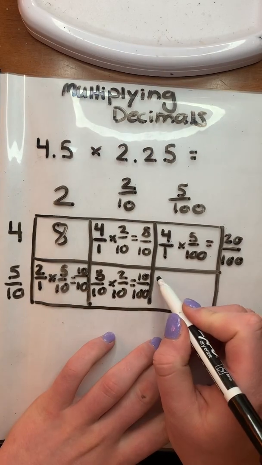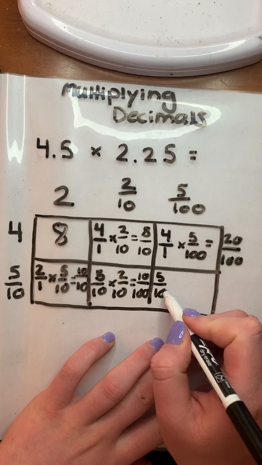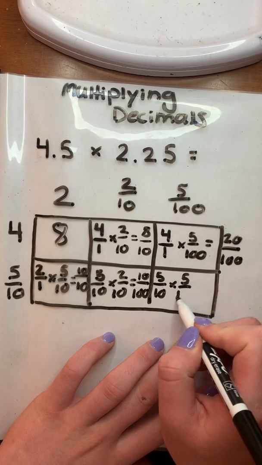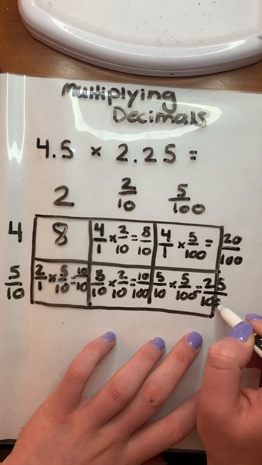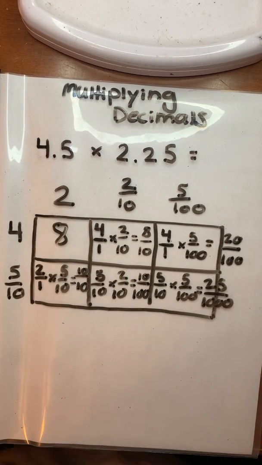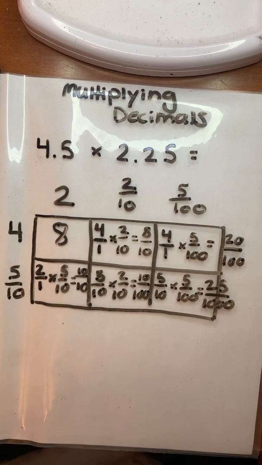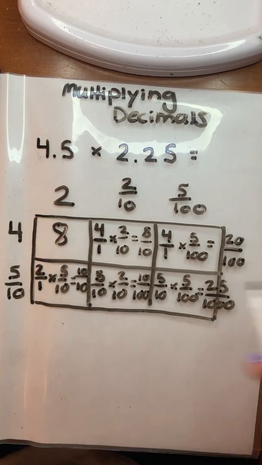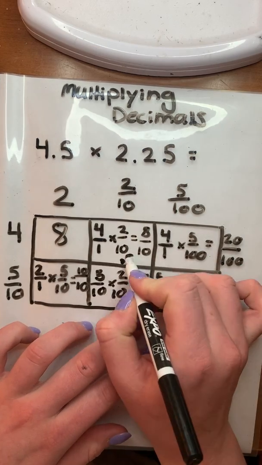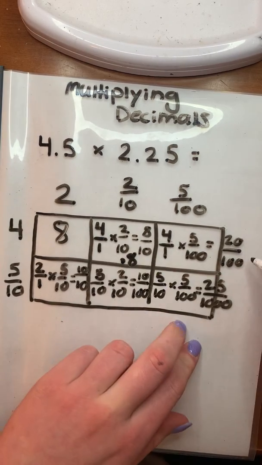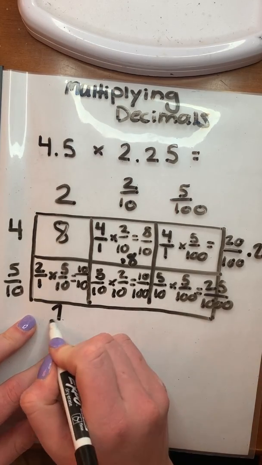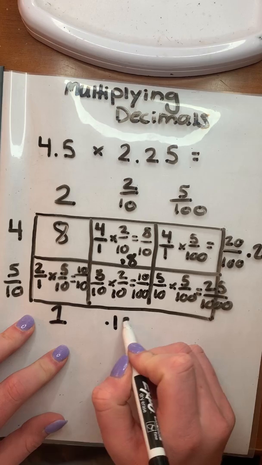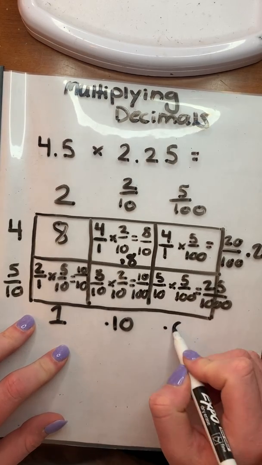For our last box, we're going to have 5 tenths multiplied by 5 hundredths, giving us 25 thousandths. So now we know we're going to have 4 place values because we have now jumped to the thousandths place. We can now convert these back to decimals. So here we're going to have 8 tenths, 20 hundredths, 1 whole, 10 hundredths, and 25 thousandths.